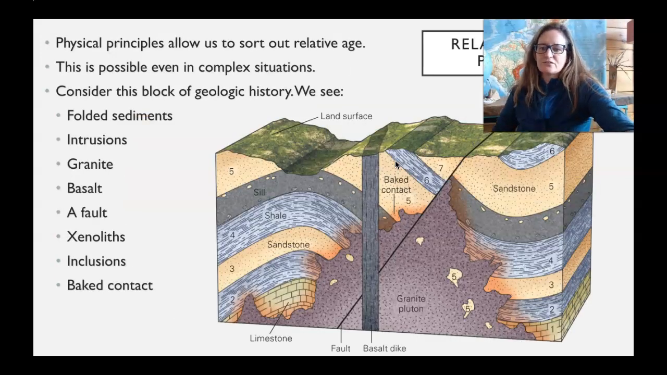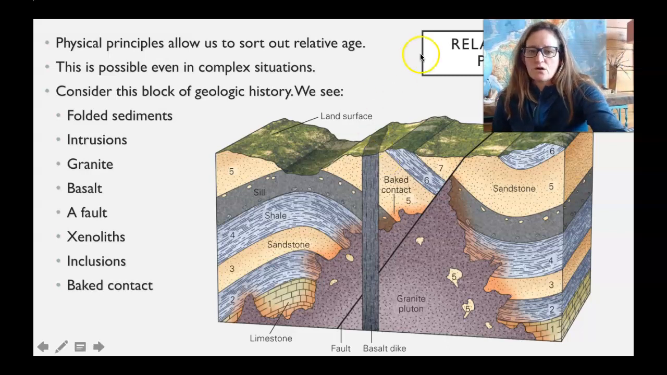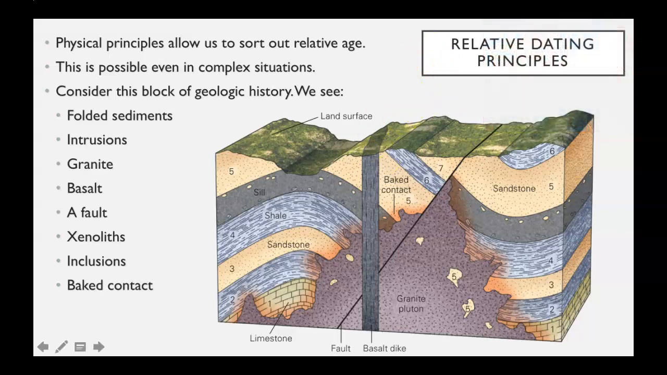Okay, so what we usually have is something like this, a big, crazy, complicated sequence. And we've got to figure out what happened first, second, third, and so on. So in this example, we have a fault. There is a dike and a sill and a pluton. There's sedimentary rocks and igneous rocks. So let's break down the sequence here. And we have the land surface.